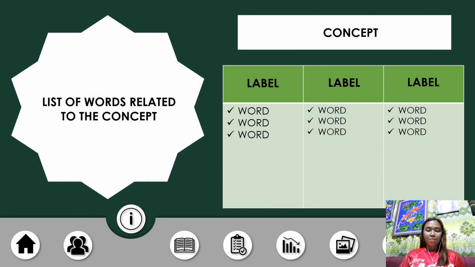This is an example of a List-Group-Label map. So at the left side, it is the list of words related to the concept. And on the upper part, it is the concept, or the word, or the topic. And for the table, on the upper part of the table, we must include the label. And on the lower part of the table, it includes the words related to the label.